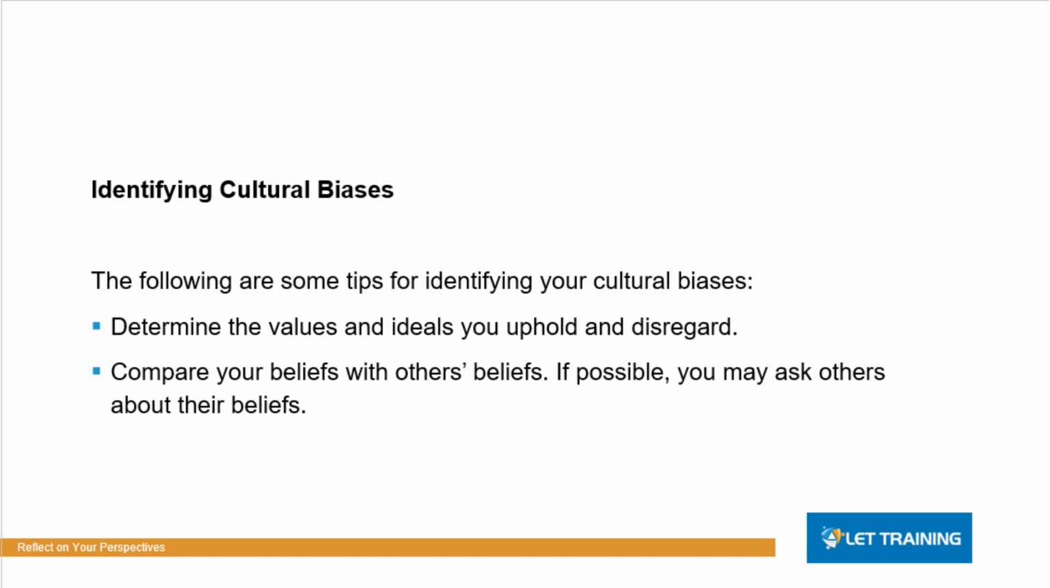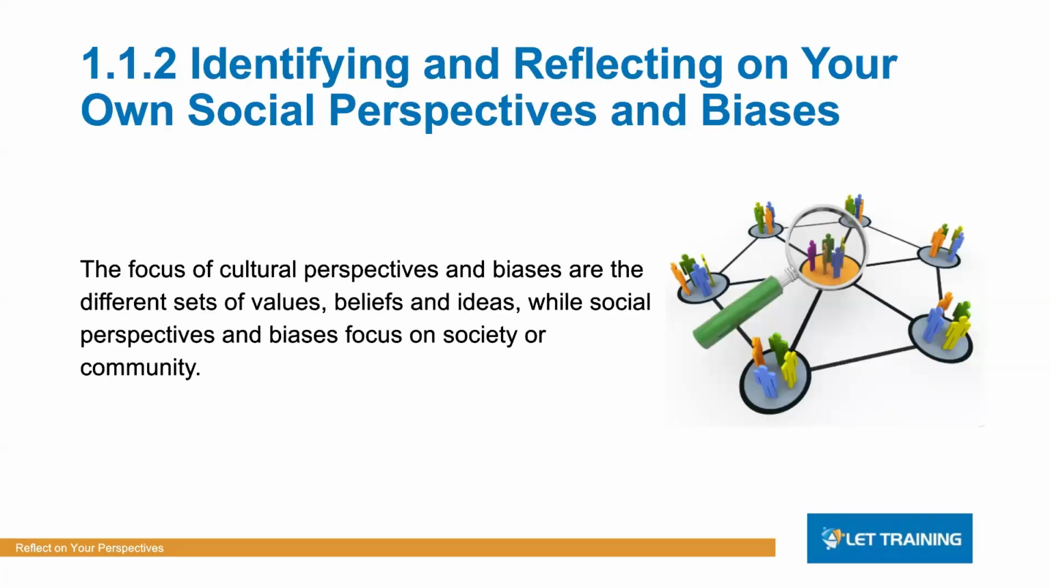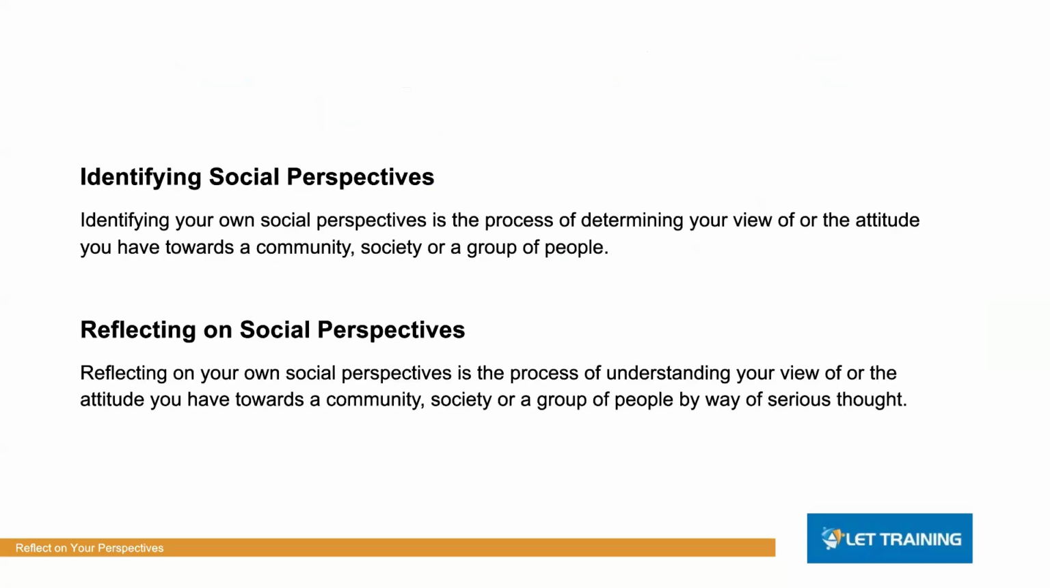Identifying and reflecting on your own social perspectives. The focus of cultural perspectives and biases are the different sets of values, beliefs, and ideas, while social perspectives and biases focus on society or community. Identifying your own social perspectives is the process of determining your view of or the attitude you have towards a community, society, or group of people.